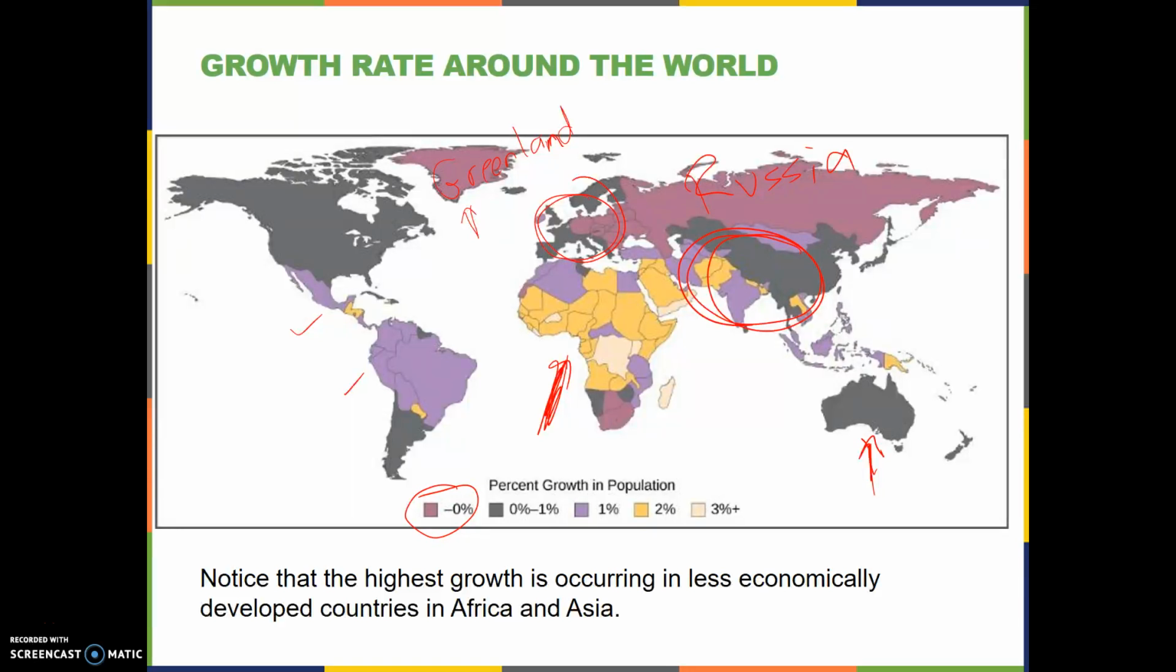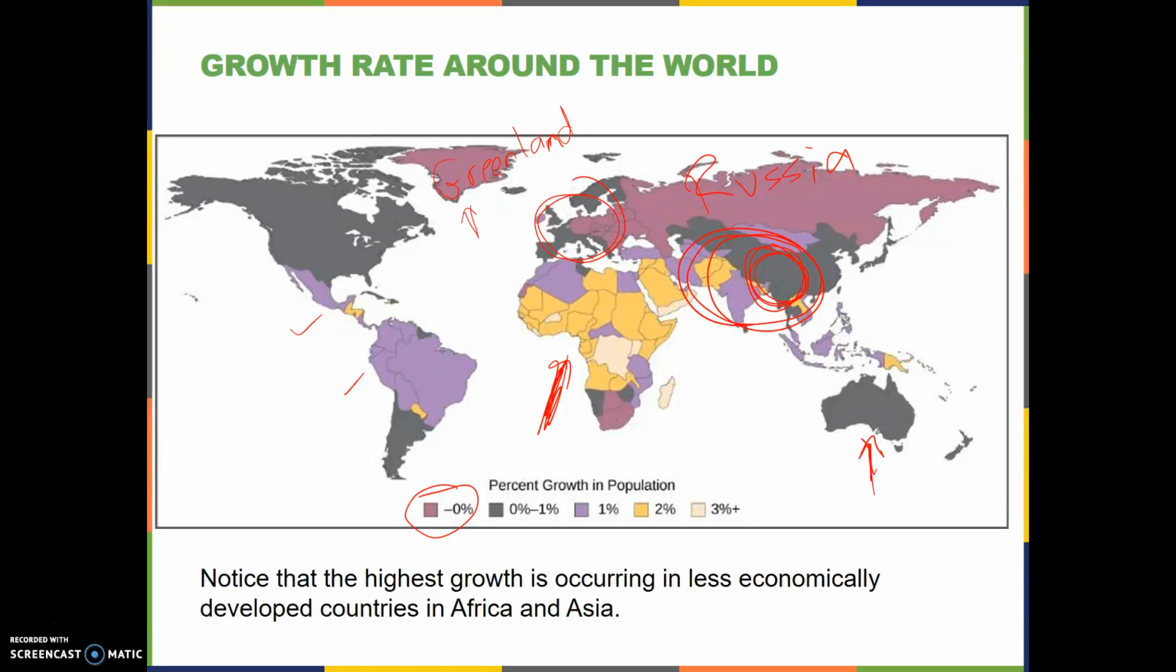Very small amount of growth in Australia and China, and I was thinking about China because they had that rule for a while, which they have done away with, where a couple can only have one child. They are no longer doing that, but I'm sure that has caused them not to have a really high growth rate. Because they're already overcrowded.